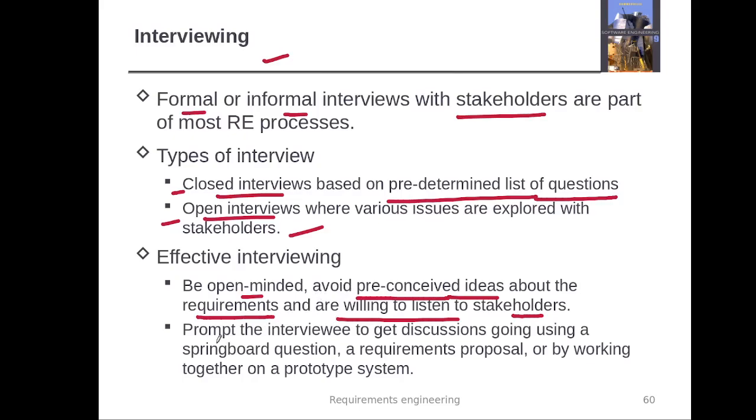Prompt the interviewee to get discussions going using springboard questions, a requirements proposal, or by working together on a prototype system. So somehow you can propose to have discussions. How? If you have a list of questions, or you can show your requirement proposal that you have built till now, or some working prototype, you can show them to get the discussion going, right? These are the ways you should keep in mind while interviewing.